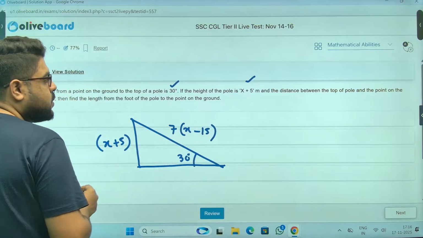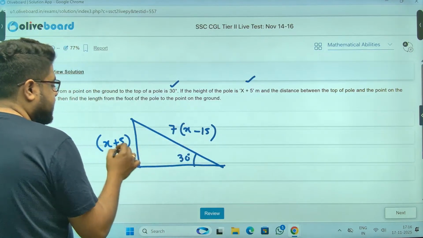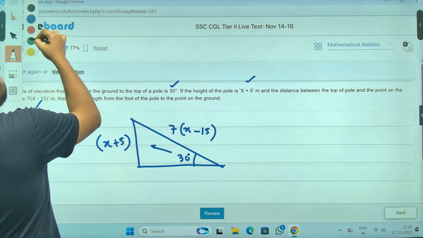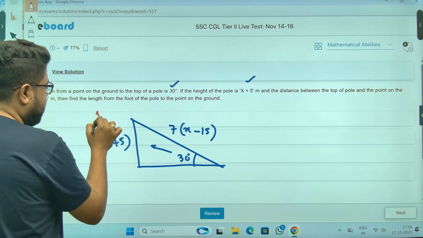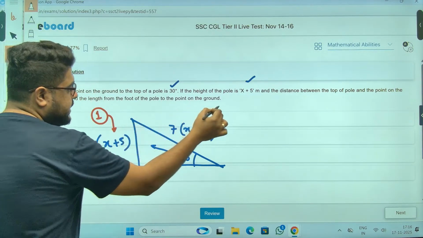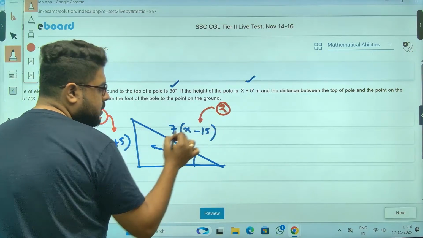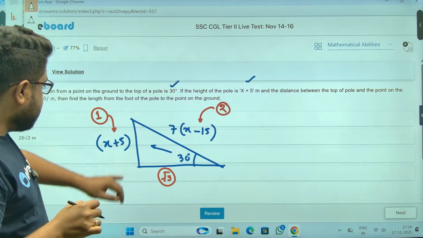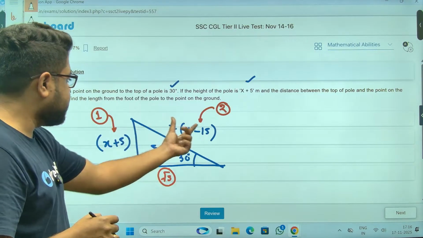So I can say, please understand, sir, 30 degrees means this is 1 unit, this is 1 part, this is 2 parts, and this is root 3 parts. Understand, sir. If this is 1, this is 2. That means this is double of this.